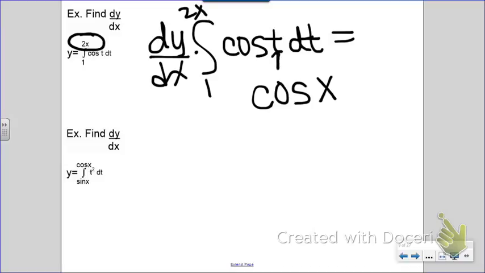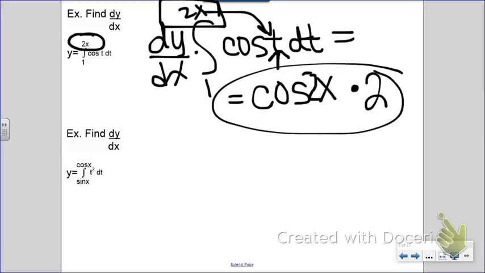In place of the t, I have to replace it with not just an x, be careful here, I have to replace it with a 2x. Whatever is up above goes in place of that. Doesn't matter how many places you see t, you have to put that value in, times the derivative of 2x, which is 2. And so this is my answer right here.